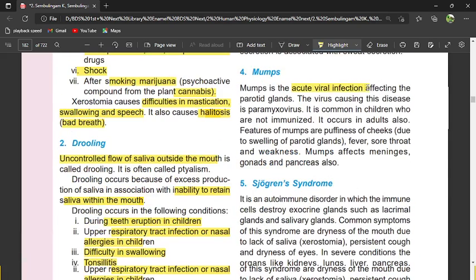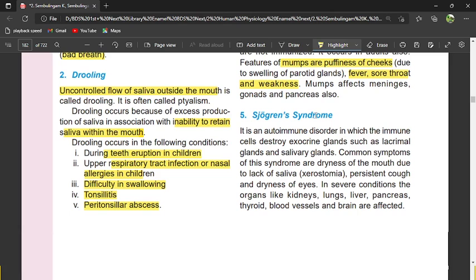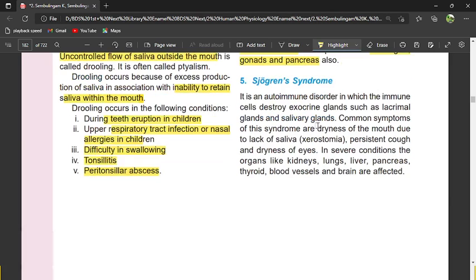Next is mumps. Mumps is called as acute viral infection affecting your parotid gland. The virus that causes the disease is a paramyxovirus. This is commonly discovered in children who are not immunized. Okay, it occurs in the adults also. The features of this one are the puffiness of the cheek due to the swelling of the parotid gland. They also get a fever, sore throat, and also weakness. Okay, mumps also leads to involvement of meninges, gonads, and also pancreas.